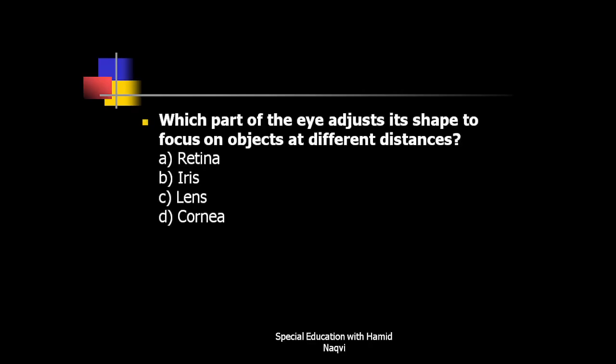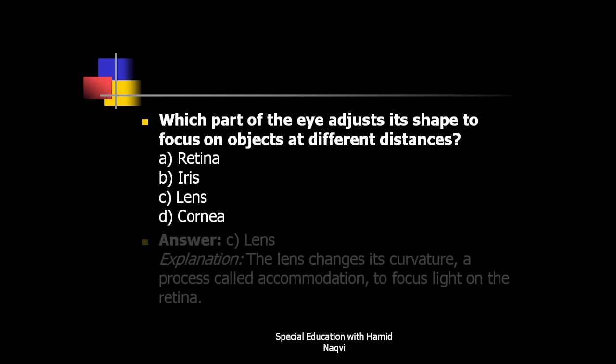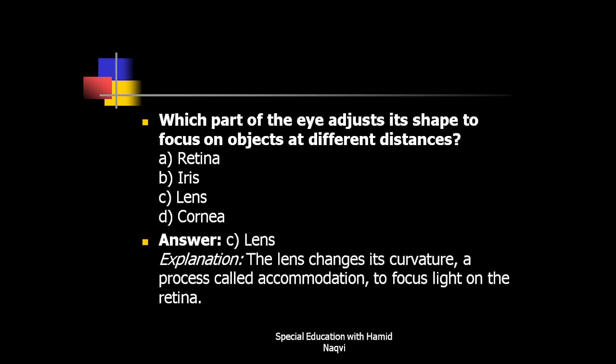Next MCQ is, which part of the eye adjusts its shape to focus on objects at different distances? Retina, iris, lens, or cornea? Lens. The lens changes its curvature, a process called accommodation, to focus light on the retina.